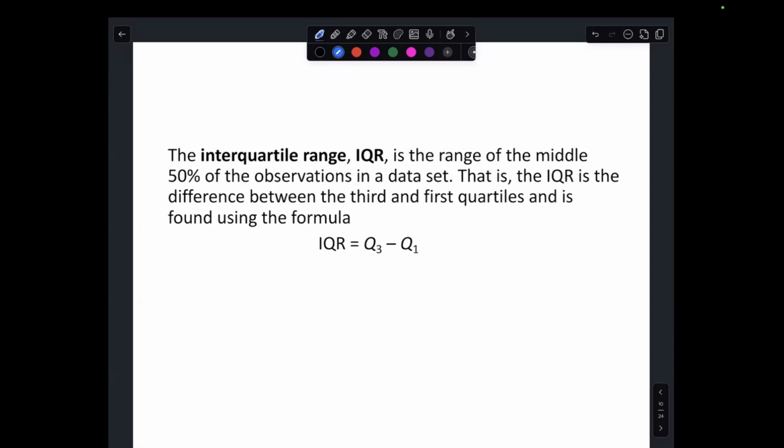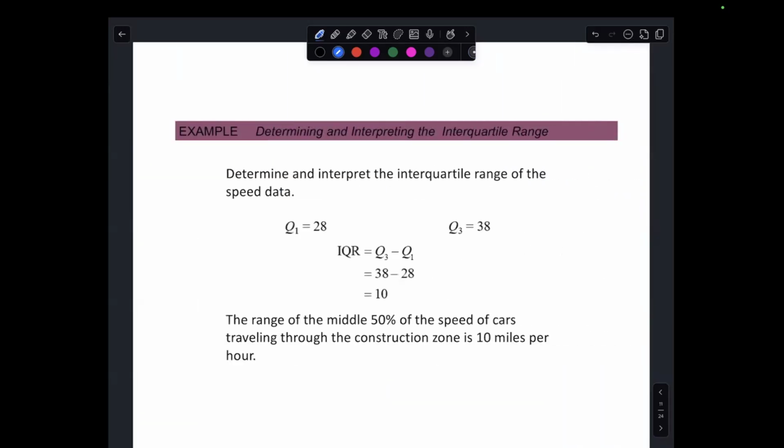So we're going to find the IQR of the speed data. Our Q3 was 38. My Q1 was 28. So 38 minus 28, my interquartile range is 10. So the range of that middle 50% is just 10. That's my interquartile range. It's really just that simple.